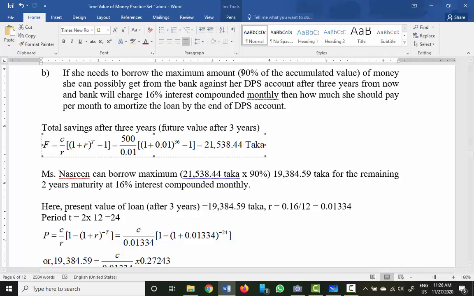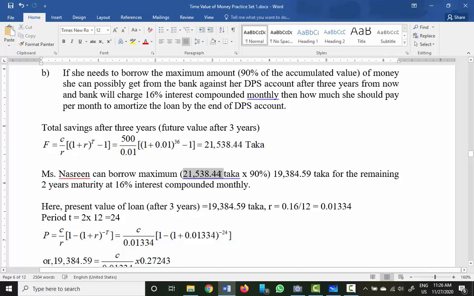They can give a loan of maximum 90% of this amount. So that means this is the accumulated amount after 3 years, and she can get a maximum of 90%, which means this one multiplied by 90%. That means she can borrow this amount of money for the remaining 2 years period.